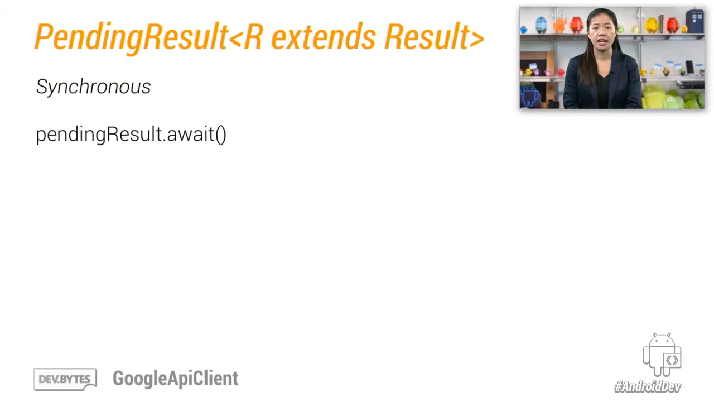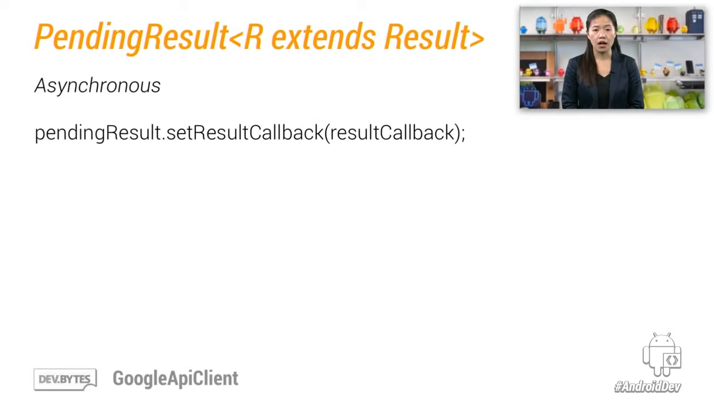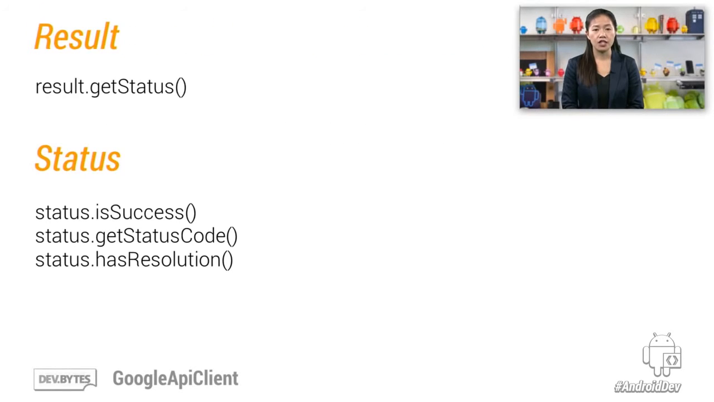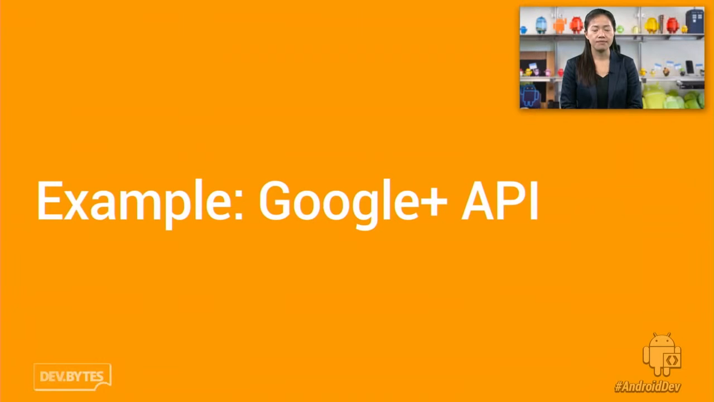Now, after you call an API, we've standardized it so that you get a pending result back. Pending result is typed so that you can expect the answer that you're waiting for to be of type result. You can wait synchronously for the result as seen here, or you can set an async callback to notify you later when the result is ready. Result is an interface that the services use to return you the data you've requested, and it has a getStatus method. The status object tells you information about whether or not the result was successful and uses a standard set of status codes. Then you can proceed and use the result.